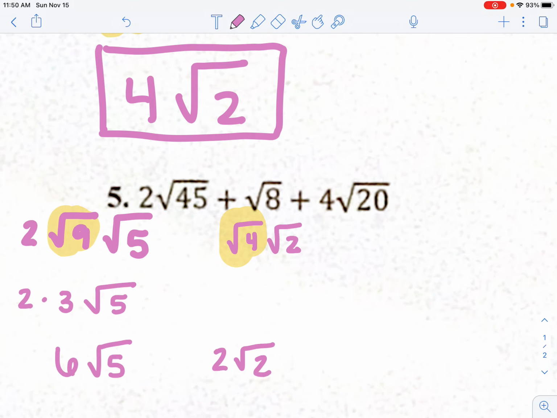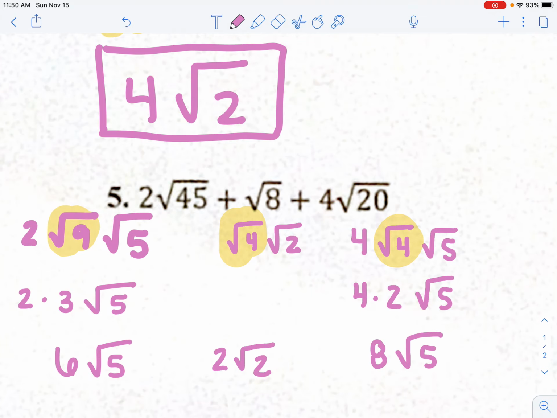Okay, 4 radical 20. 20 can be broken down. 4 is a factor of 20. So I can say we've got radical 4, radical 5. The square root of 4 is 2. So I'd have 4 times 2 radical 5, which would actually be 8 radical 5.